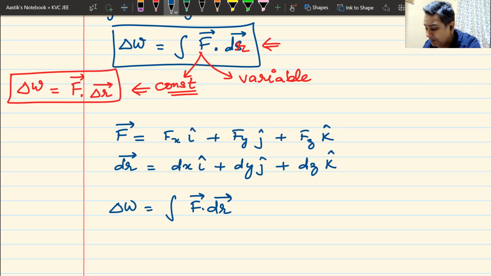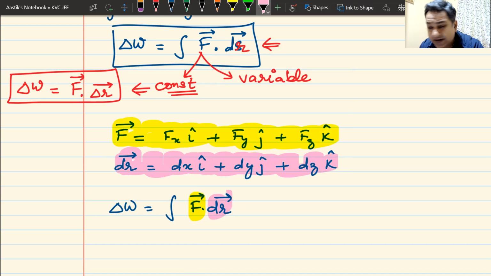I just replace F by the value of F. What is the value of F here? F vector is simply equal to Fx i plus Fy j plus Fz k. Dr vector is simply equal to dx i plus dy j plus dz k. I'll give you 1 minute to find the dot product and write what you get. Remember, it's important that you do something on your own with your own hands for the first time, because if you do it for the first time with your own hands, you will never, ever forget it. I'll give you a minute. What will be the dot product of these two vectors? You know how to find a dot product. One minute, do it.